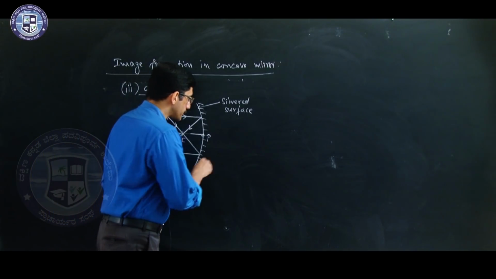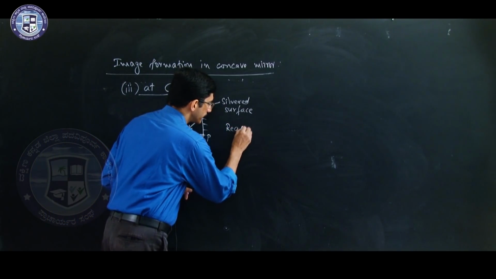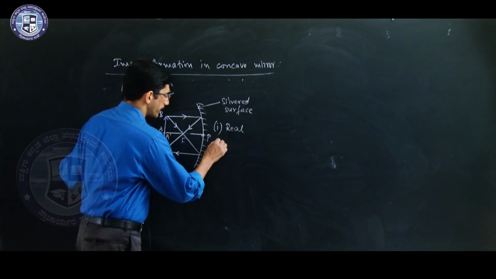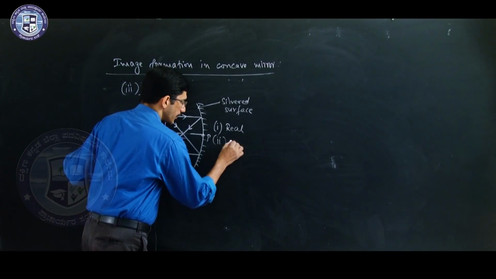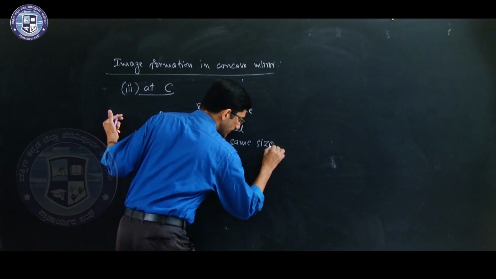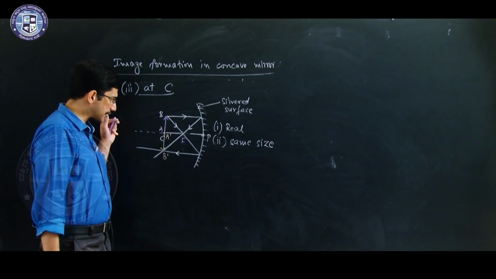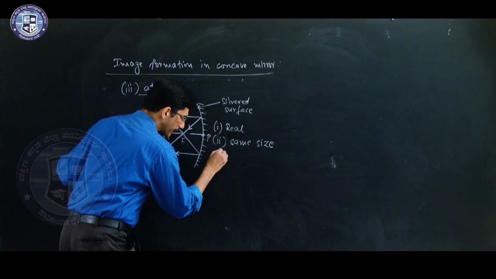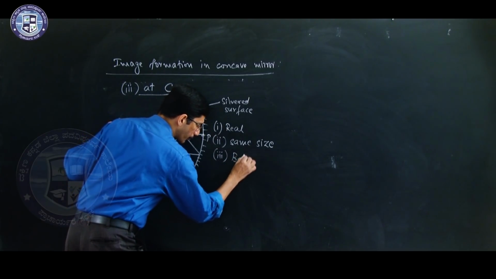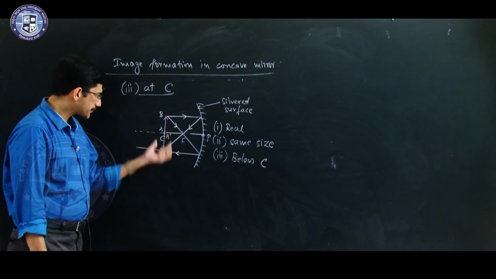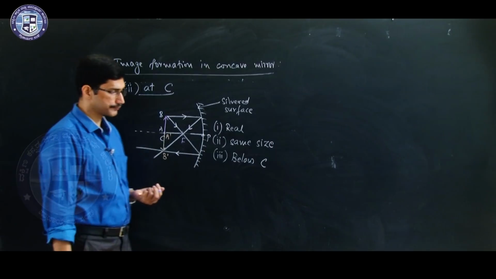So, the image formed is real, the nature of the image is a real image, and it is of the same size as that of the object. The size of the image is the same as that of the size of the object, and the image is formed below the center of curvature. So, that is the nature of the image.